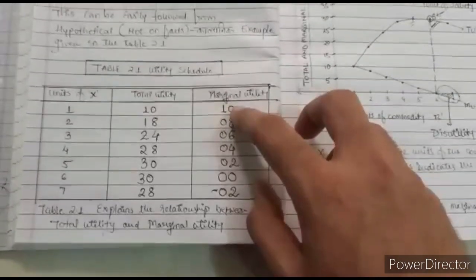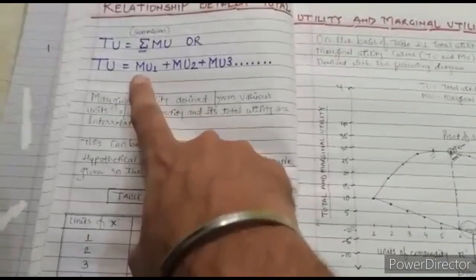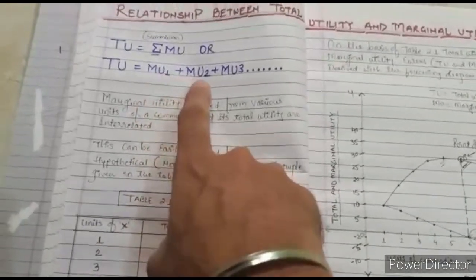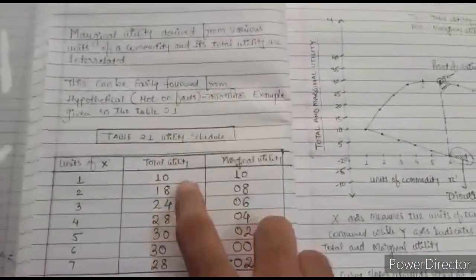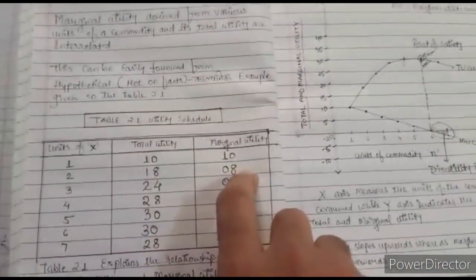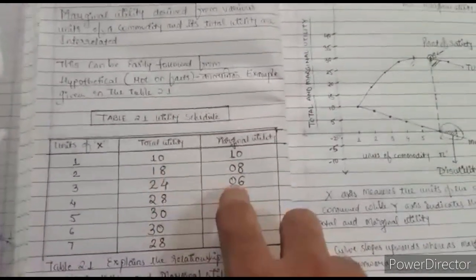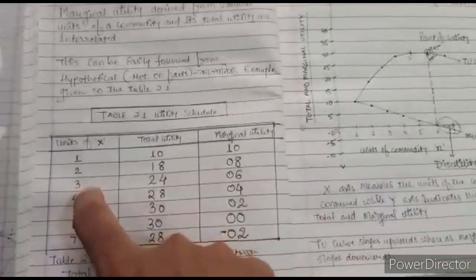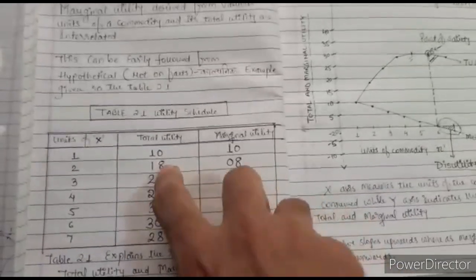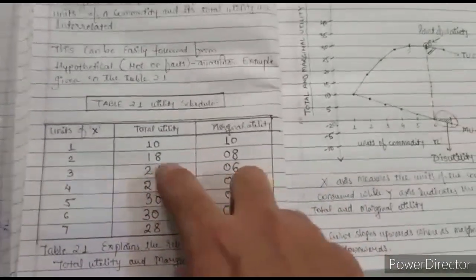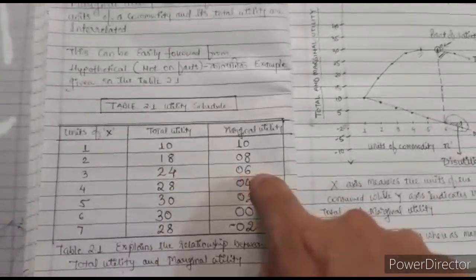If you see the formula to calculate total utility, it is marginal utility of 1, marginal utility of 2, marginal utility of 3 and so on. If you add them, you get the total utility. So 10, then you have a marginal utility of 8, so you add it and it becomes 18. Then the consumer consumes the third mango, so he gets only 6 marginal utility. Again we add that 6 to 18 and it becomes 24. Now the consumer has eaten 3 mangoes, he gets a total utility of 24 and a marginal utility of 6, and so on.